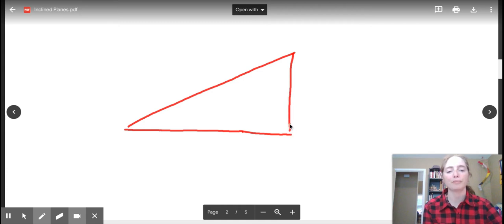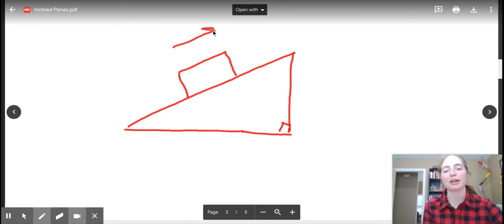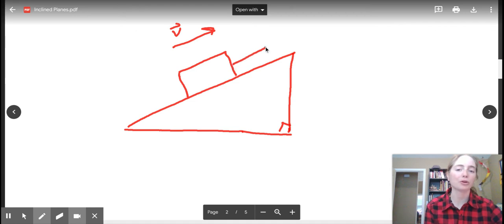Okay, so here's your ramp, 90-degree angle. And we are going to have a box or object that is going to be on this ramp. Now, we're going to draw a couple of these. We're going to look at if an object is going to be pulled up a ramp or if an object is going to be let to slide down a ramp. In this case, our motion is going to be up the ramp. So if you're pulling an object up the ramp, you are going to have an applied force to drag that up there.